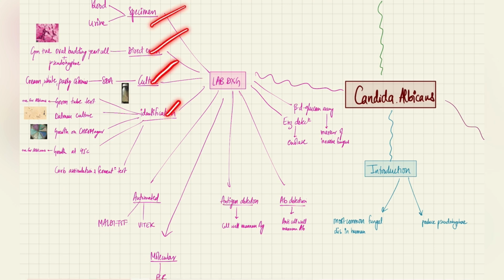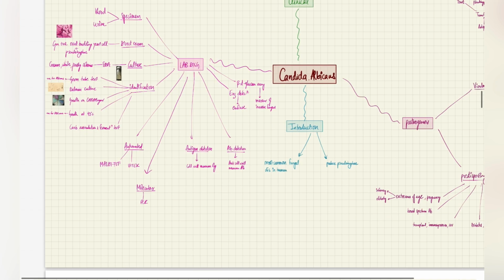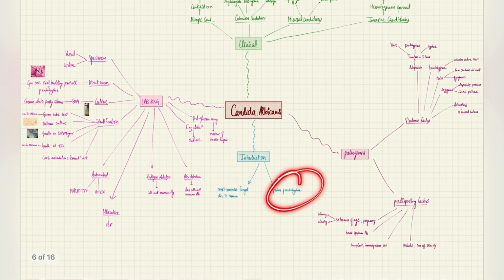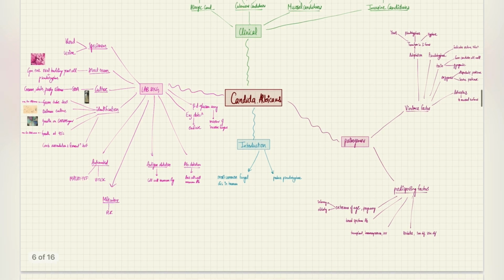So this is the lab diagnosis broadly: specimen, direct exam, culture, identification, automated methods, molecular, antigen detection, antibody detection, enzyme detection, and beta-D glucan assay. Okay, so this was Candida. Let's go over it briefly. Candida albicans produces pseudohyphae. In pathogenesis, the predisposing factors are those which compromise the immune system.